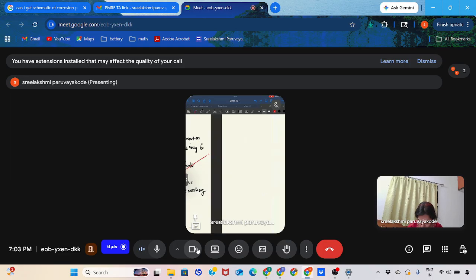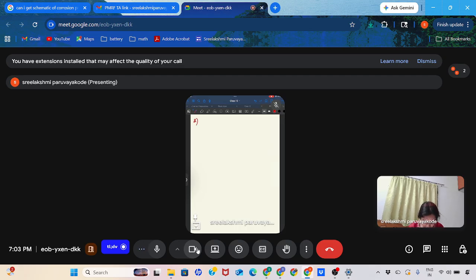Now let's look into the next question. A perfectly insulating film on the electrode surface is modeled as. If it's perfectly insulating, nothing happens, so it can be modeled only using a capacitor. And this is the answer.